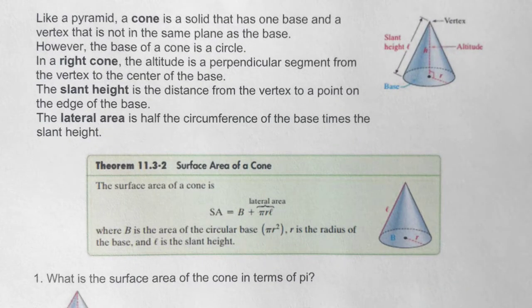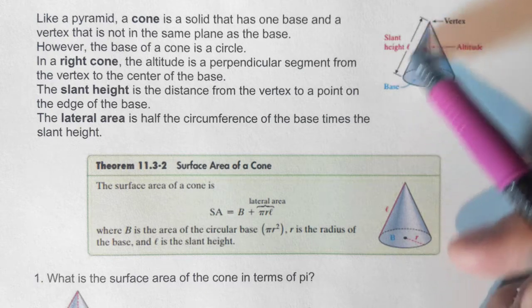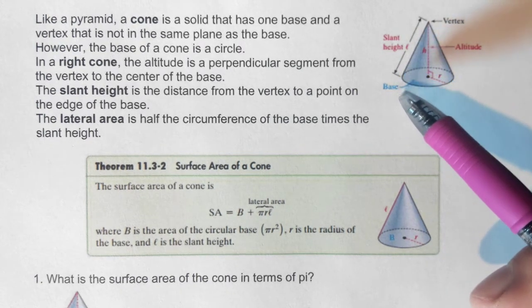All right, on the back we're going to be looking at the surface areas of cones. So a cone is not a polyhedron because it's got this curved side, but it is a solid that has one base and a vertex. However, the base of a cone is a circle. So in a right cone, the altitude is the perpendicular segment from the vertex to the center of the base. And that's what we're going to be looking at today. The slant height, again, is that lateral distance from vertex to the edge of the circle.